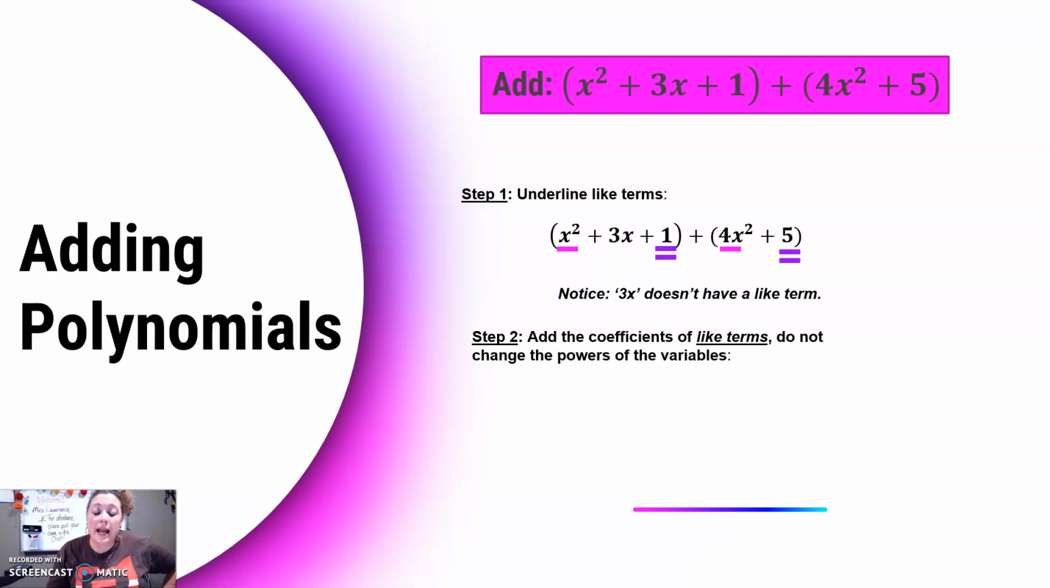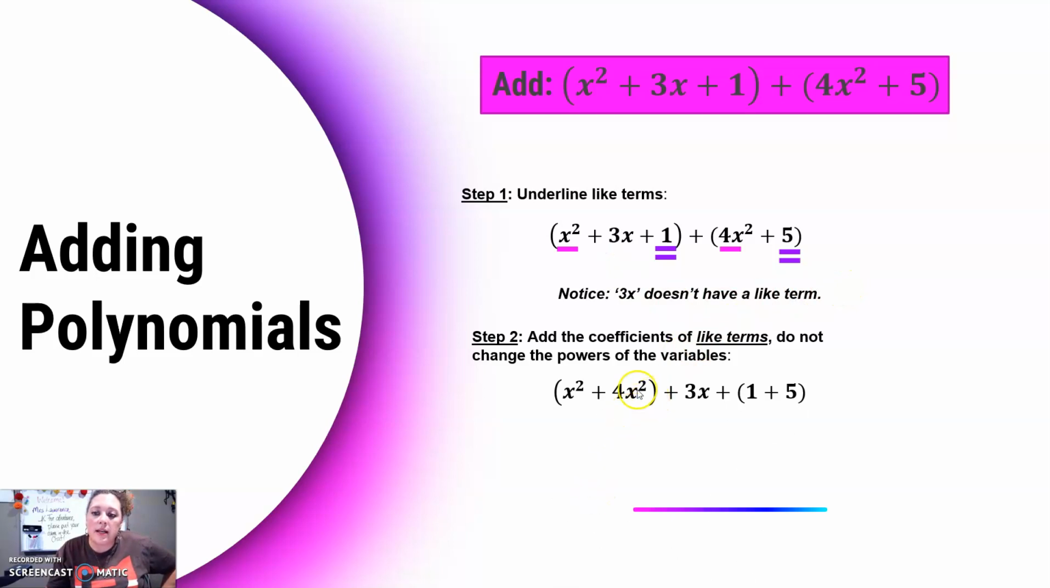But then in step 2, we're going to add the coefficients of the like terms. Do not change the power of the variables. I've had students in the past that always want to try and change the powers of the variables. You cannot do it. Just leave them alone. You are just adding the coefficients. Remember, the coefficient is the number in front of the variable. That's what I'm saying. If you can add numbers, you can add polynomials.